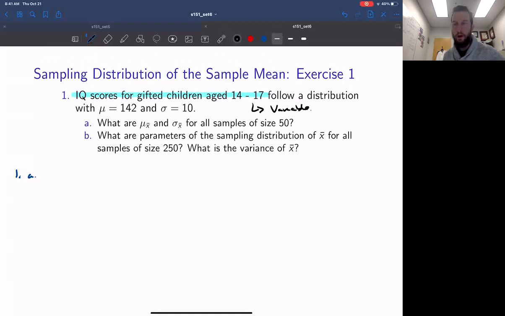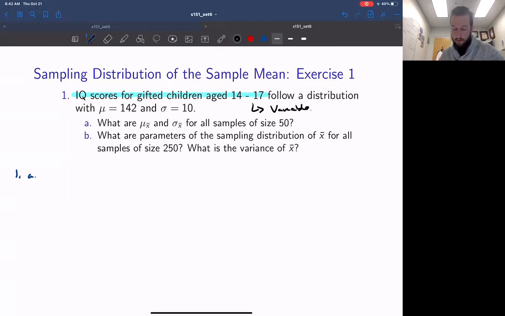Now we're told that this variable belongs to a distribution with mu 142 and sigma 10. So the population of IQ scores for gifted children aged 14 to 17 has a mean of 142 and a standard deviation of 10, which is actually, if you look at IQ scores, quite high compared to the average population.